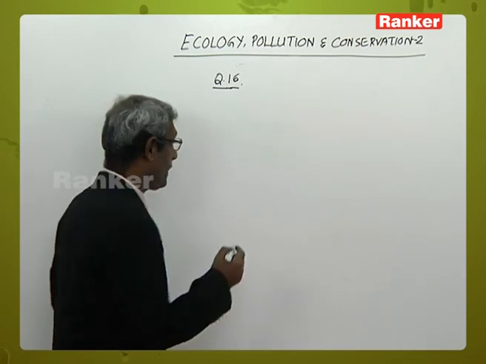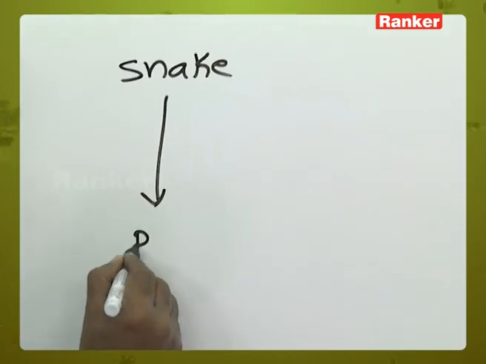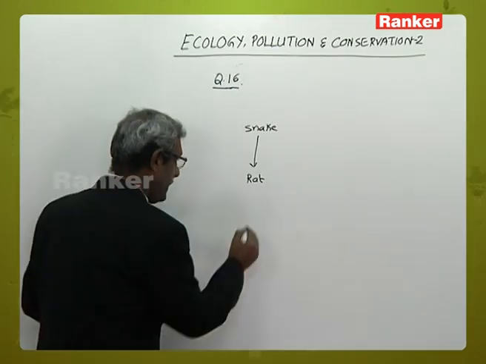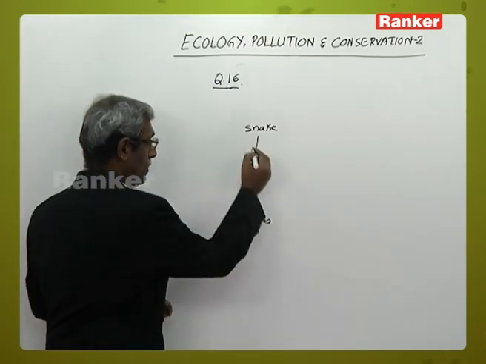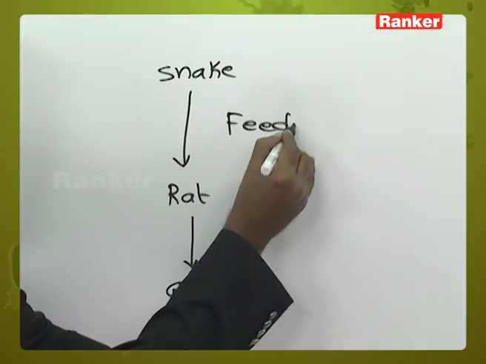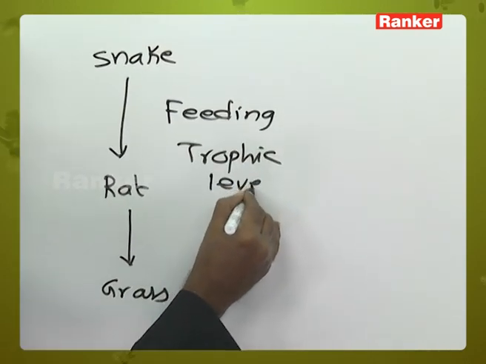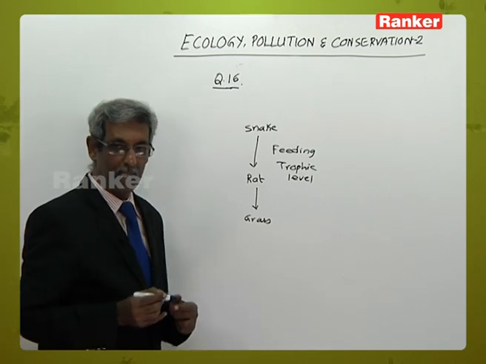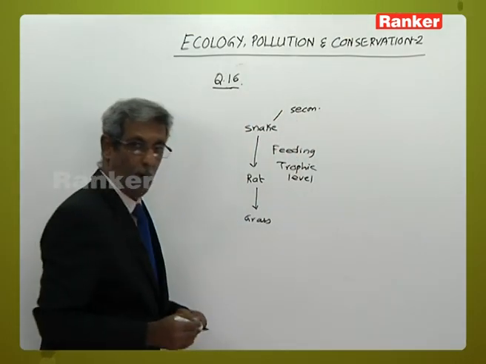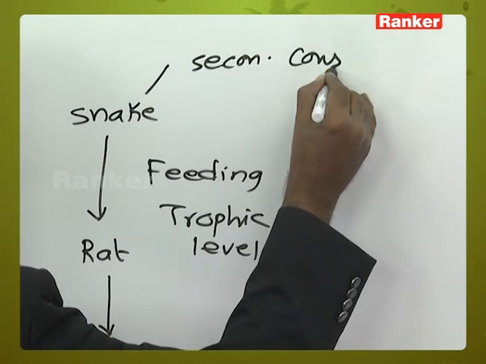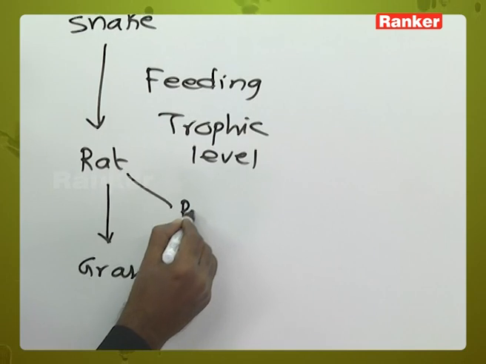When you have a snake which feeds on a rat, and the rat in turn eats grass. So, this method of feeding, or the trophic level of nutrient uptake, is primarily an example of the snake being a secondary consumer, which in turn eats a primary carnivore.